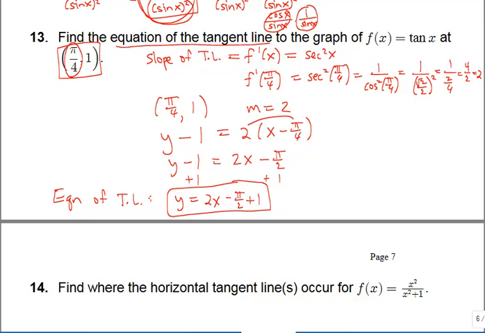Okay, so you find your derivative first, then plug in the x value of the point you're looking at, and then use point slope form.